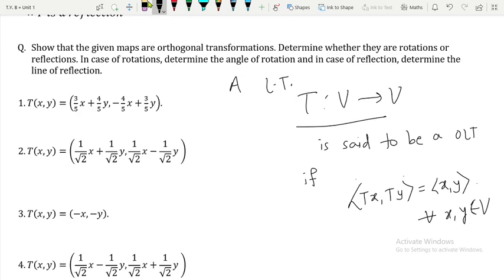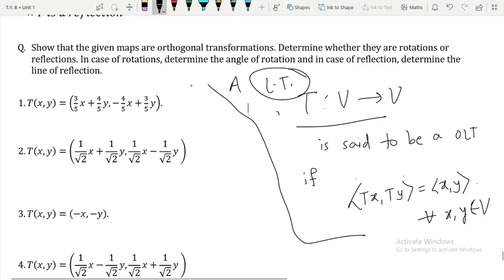So let us solve one example by using the basic definition of OLT. But note one thing: first of all we are supposed to show that the given maps are linear transformations, because nowhere it is said that they are linear transformations, right?